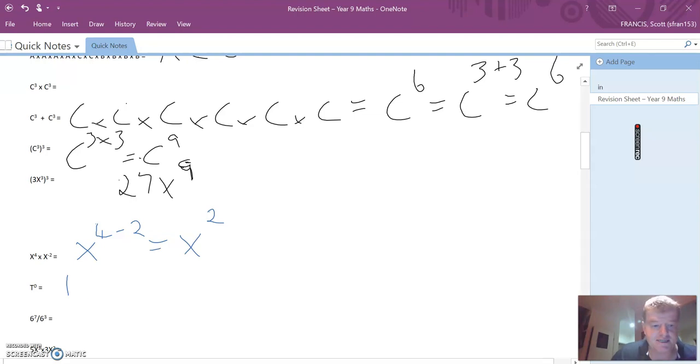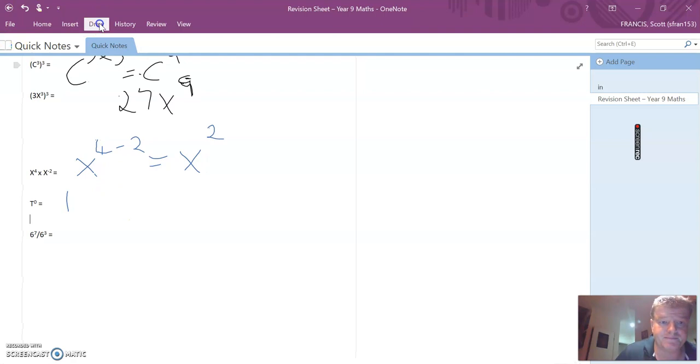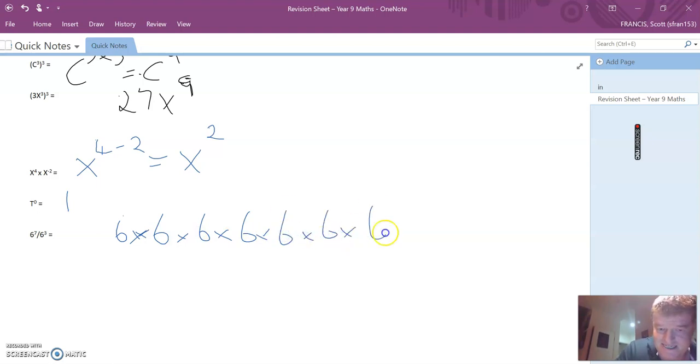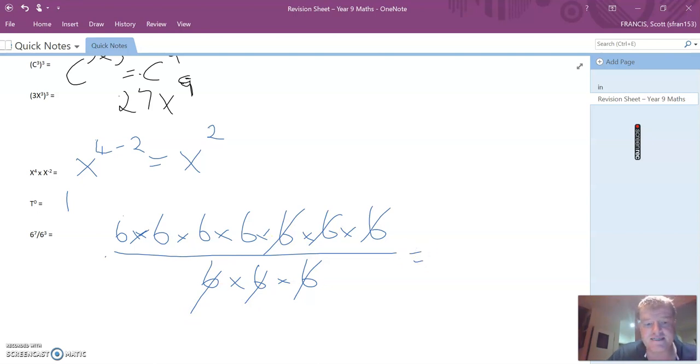Now the next one, I might try and set this one out according to first principles so we can have a little look at it. So there's a little bit of writing too. We've got 6 to the 7, so 6 times 6 times 6 times 6 times 6 times 6 times 6, divided by 6 to the 3, which is 6 times 6 times 6. Now we can see that we can do some cancelling. This will cancel out here, this will cancel here, this will cancel here. So we're left with 6 to the 1, 2, 3, 4. 6 to the 4.